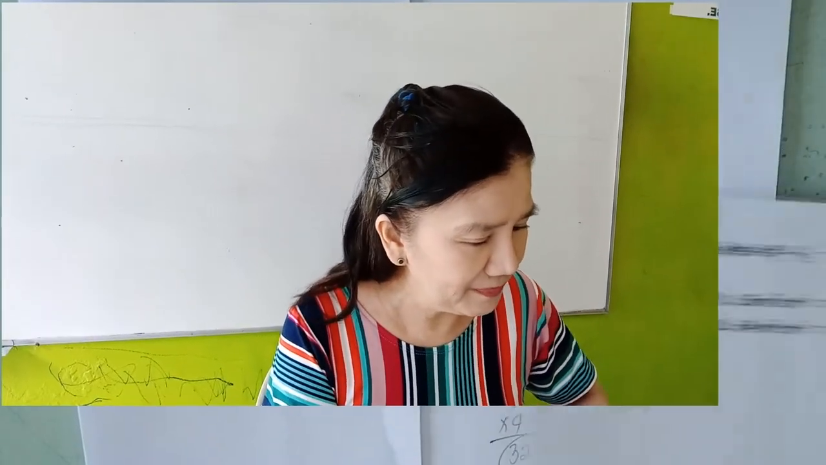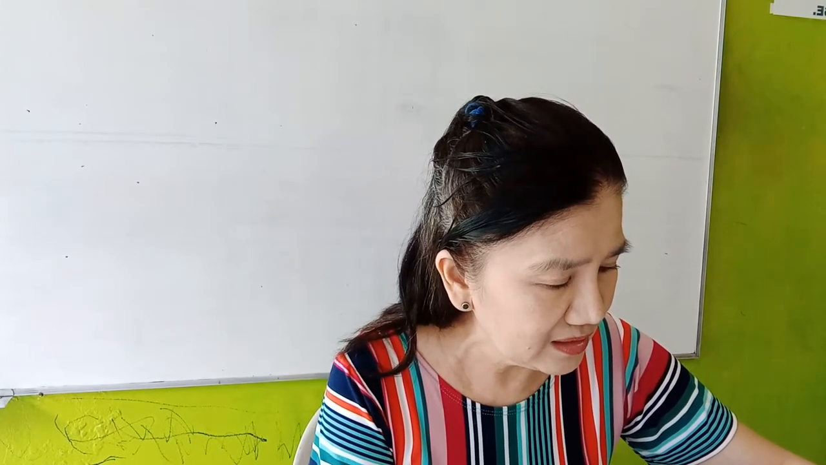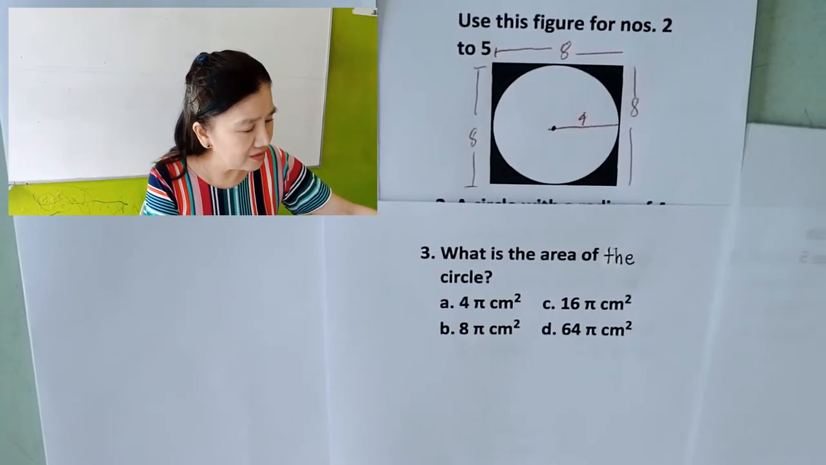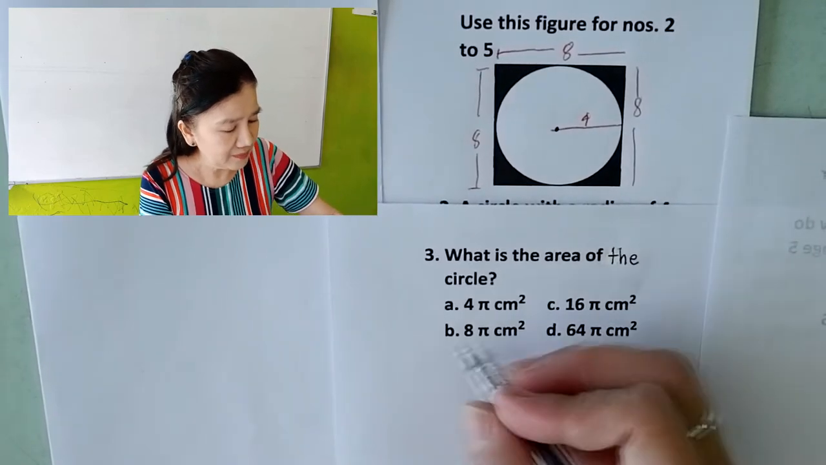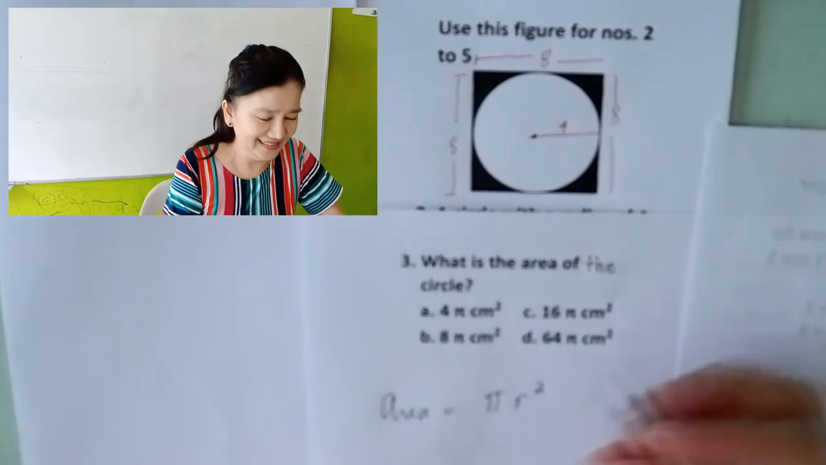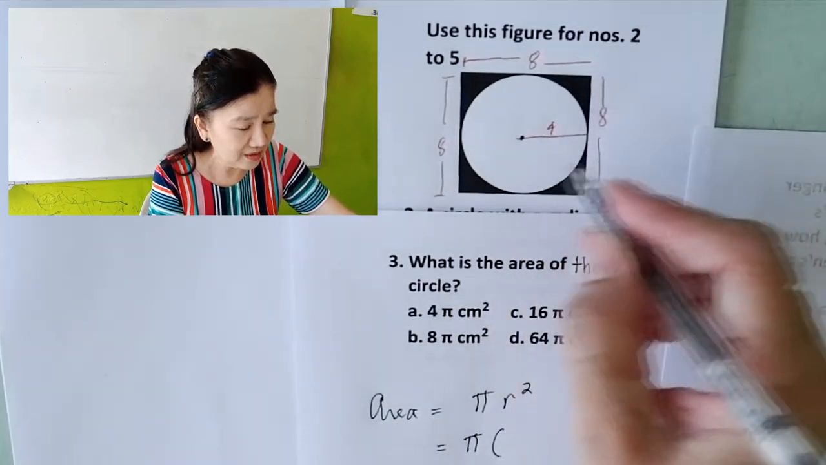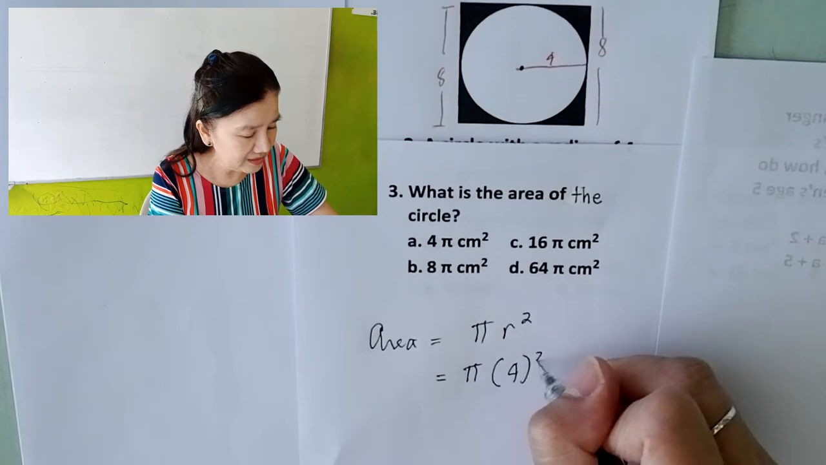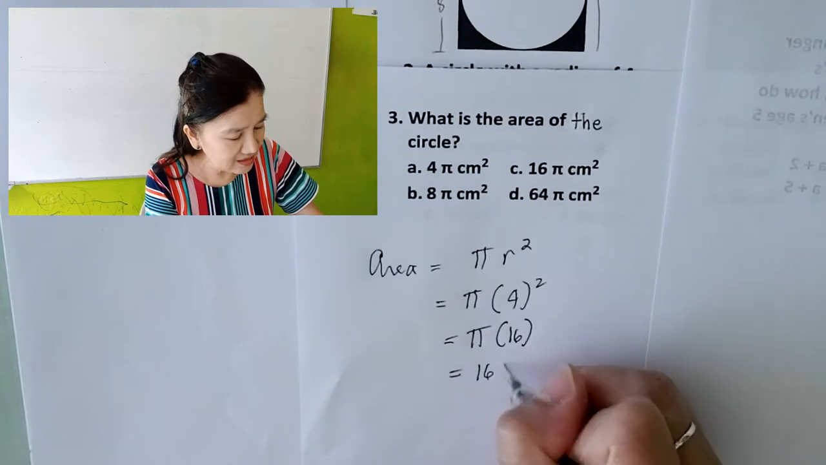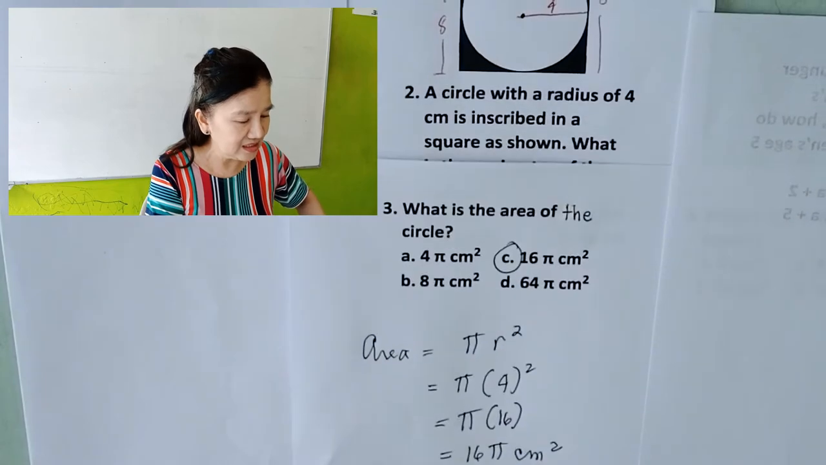Next problem. We still use the same figure for number 3. It says here, what is the area of the circle? To get the area of a circle, remember, the formula is pi r squared. Our r is given to be 4. So 4 squared gives us pi times 16, or 16 pi cm squared. The answer is letter C.